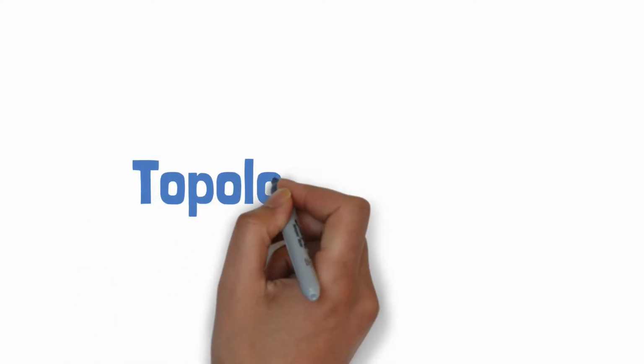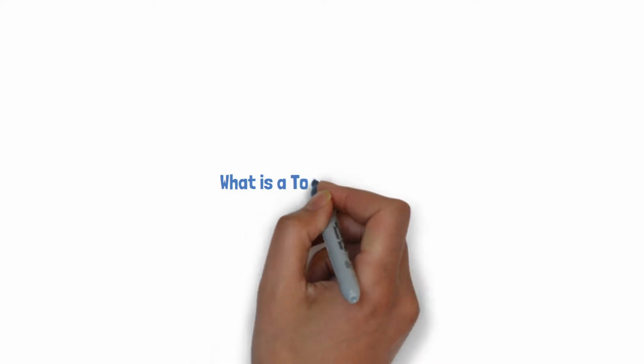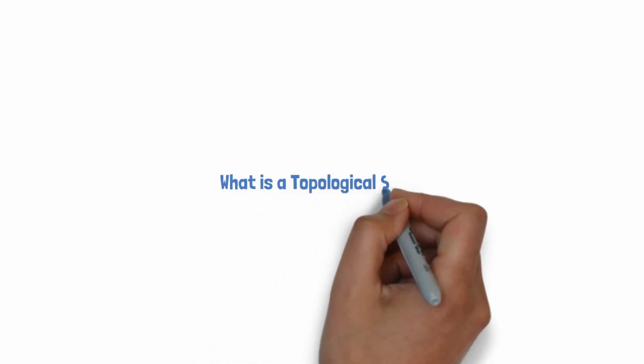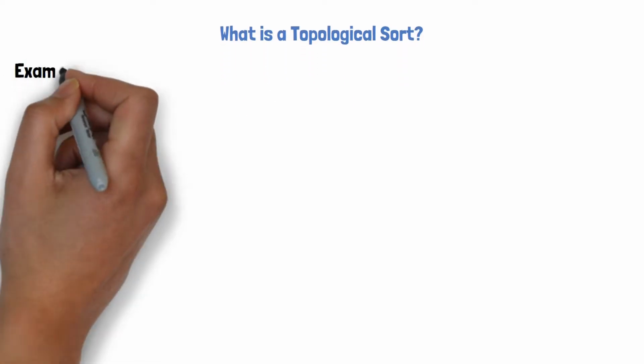In this video we will learn about topological sort of a graph. We will learn what is a topological sort, when a topological sort exists and when not, and how to find it. Let's first see what is a topological sort.